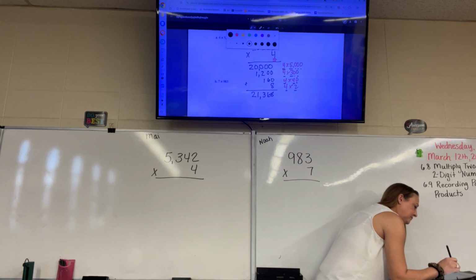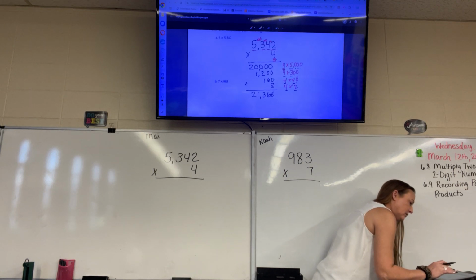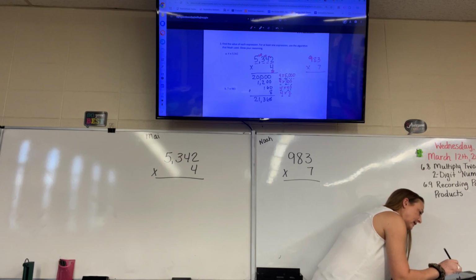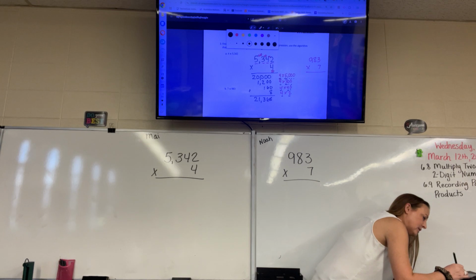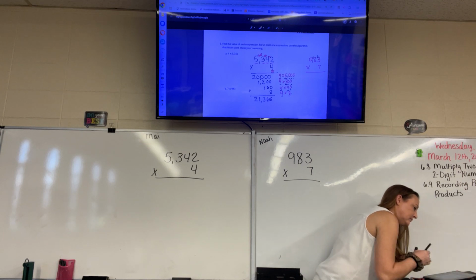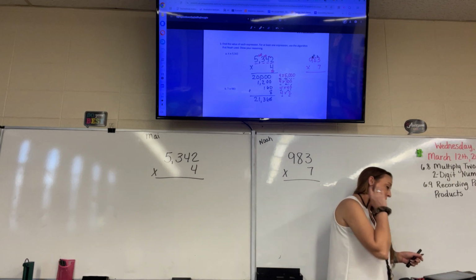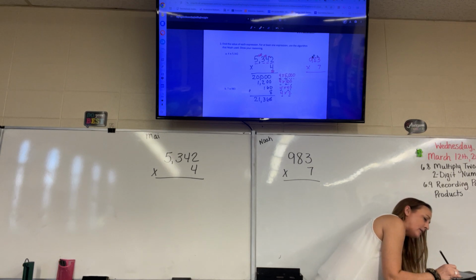And then we're going to do the last problem, which is 983 times 7. Now, like I said a minute ago, the very first thing that I do before I start partial products is add little tiny zeros. So 1 here and 2 here. That's supposed to be a 0. It's not really working. Okay, we're going to start with 7 times 3.